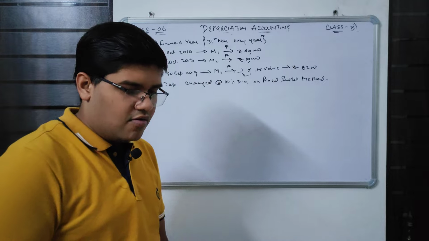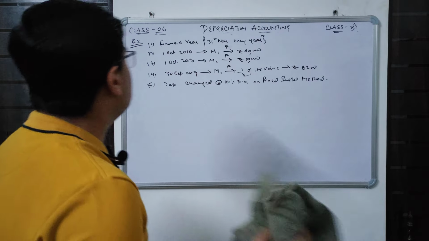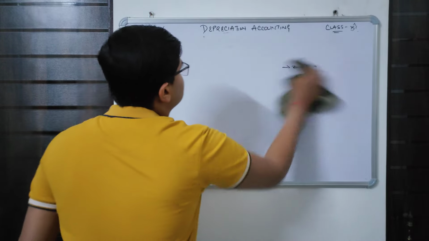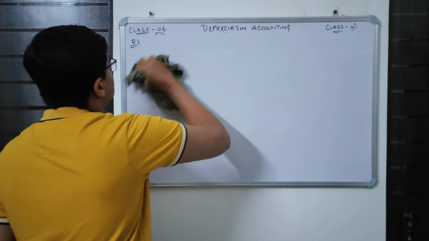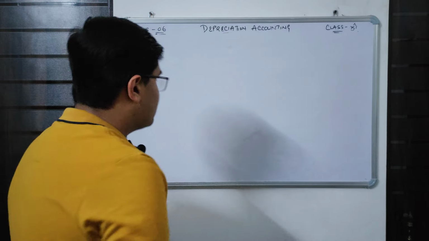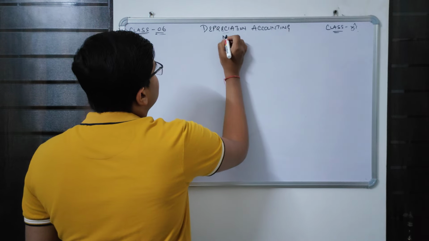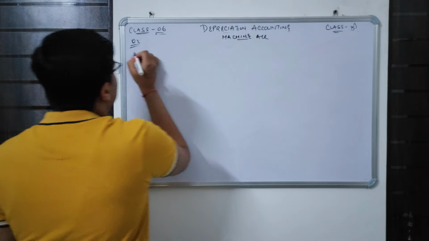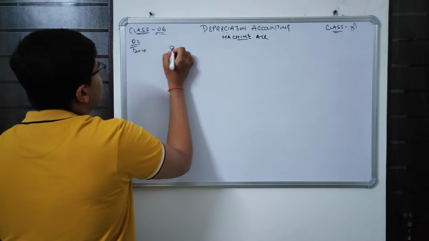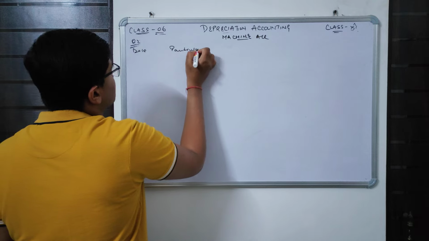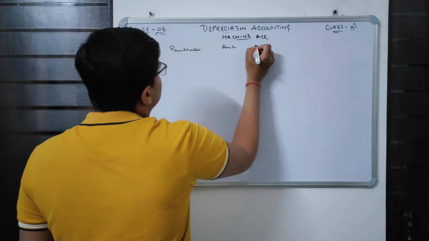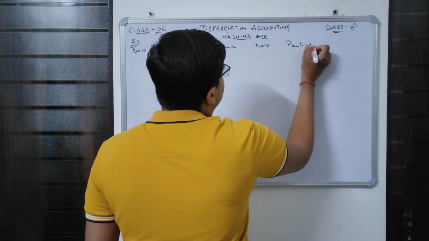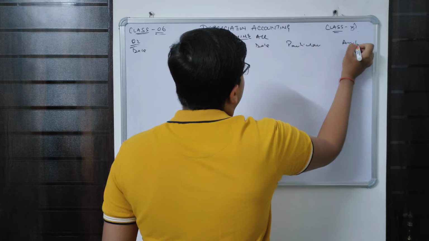Okay, now I am rubbing it. You can take the screenshot. I am going to do the solution for it. Now we have to again prepare the machine account. Again you have to write date, particulars, amount, date, particulars, amount. Okay.